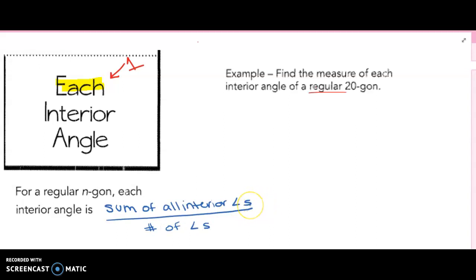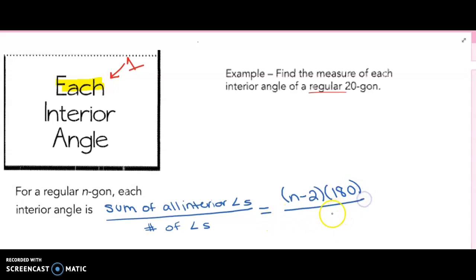It'd be the total sum divided by the number, because remember, if we're talking about a regular polygon, that means they each have the same measure. So in the example before, when we found the sum was 1800 for any 12-sided polygon, to find the measure of one, we'd just take that 1800, divide it by 12 because there's 12 equal angles, and that would give you the measure of each one. Okay, so let's go a step further here. So the sum of all interior angles is n minus 2 times 180.